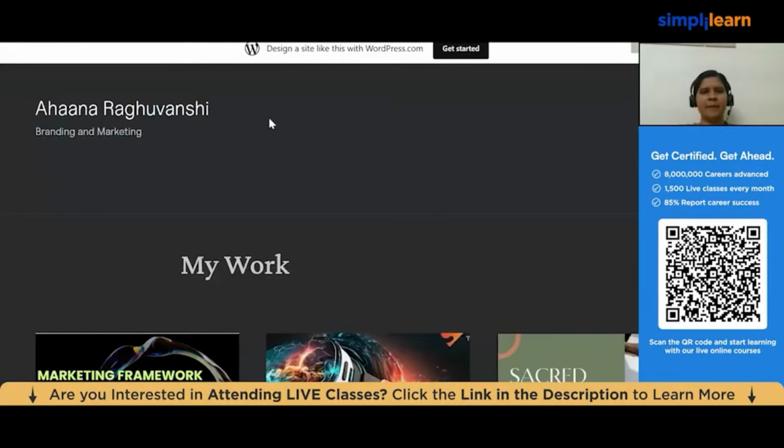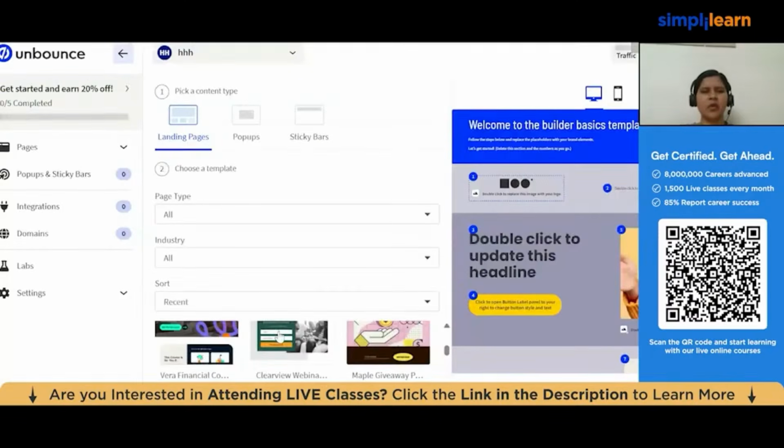Apart from WordPress, guys, you have this tool called Unbounce as well. Again, as I said, this is also not free. But nowadays, to create a basic good website, you don't need to know coding, because there are many platforms like this that will give you templates. You just need to edit the content in that template.